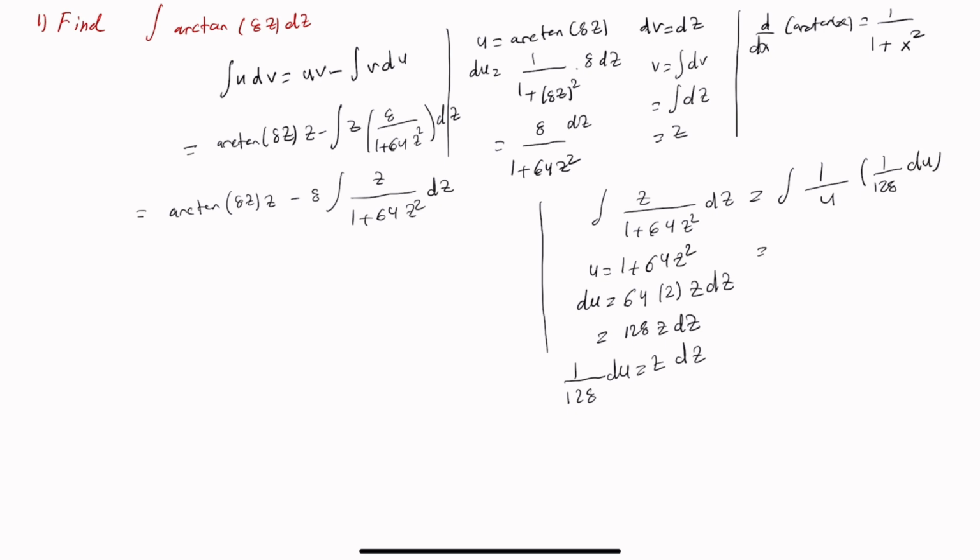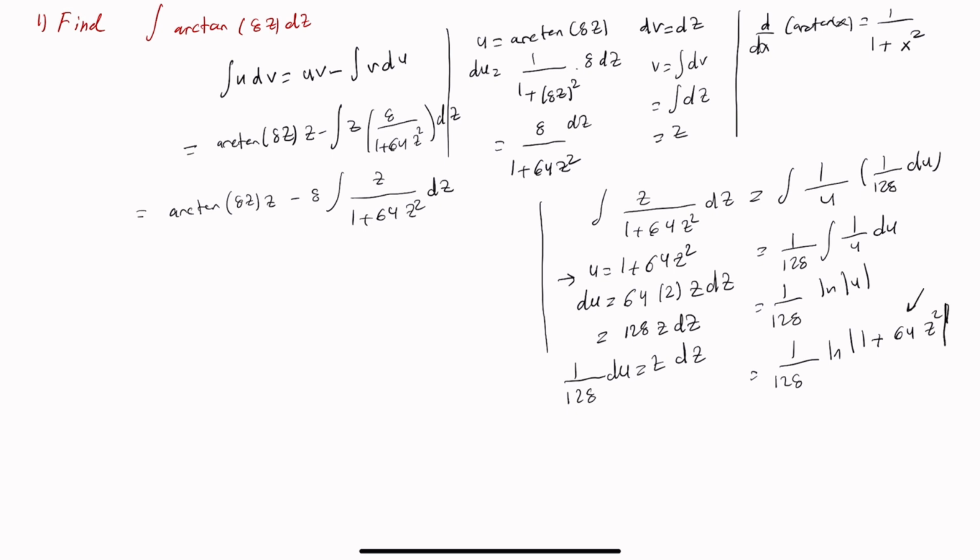And that equals, I'm gonna bring the constant out of the integral, and we're left with the integral of 1 over u du. That equals 1 over 128 times the natural log of the absolute value of u. Now let's back substitute the value of u. Here u is 1 plus 64 z squared. So that's going to be 1 over 128 natural log of 1 plus 64 z squared.